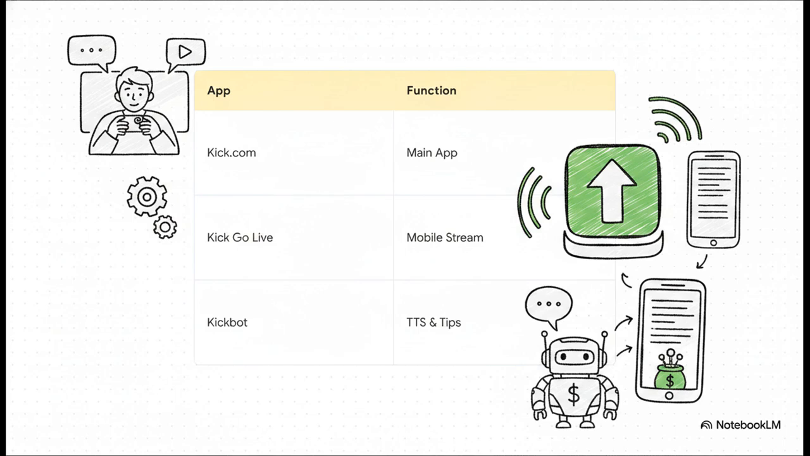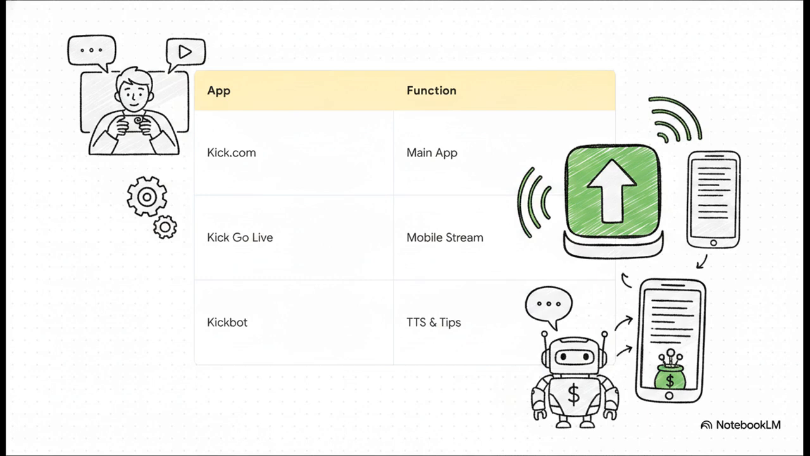Okay, so to start broadcasting efficiently, you really need to understand the tools at your disposal. Kick isn't just one app. If you're doing this mobily, it is absolutely crucial to know the difference here. First, you have the standard Kick.com app. That's for viewing other streamers and managing basic account stuff. But to actually broadcast from your phone, you need a totally separate app called Kick Go Live.